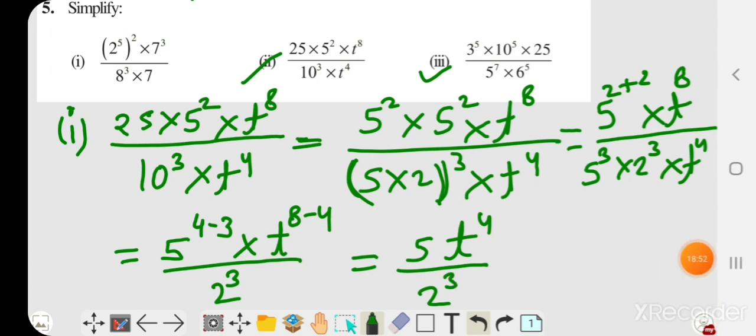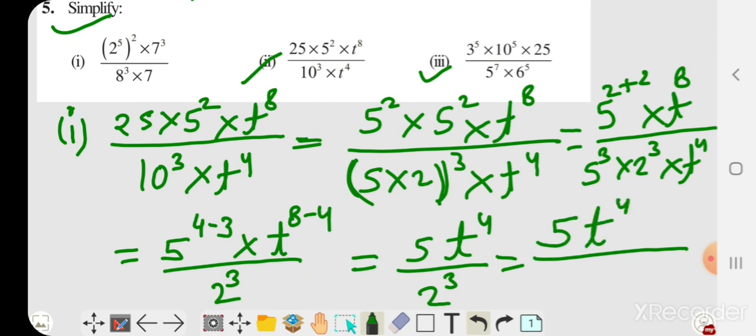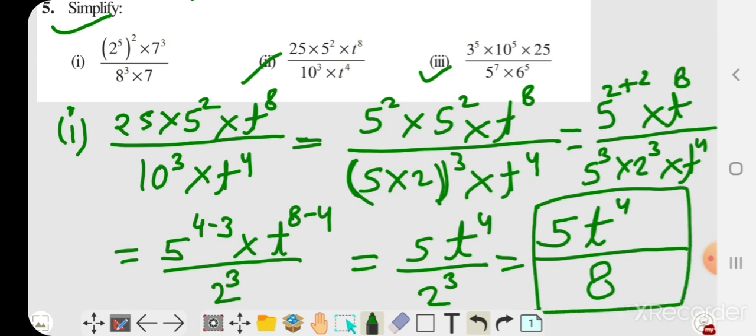As they are saying here, we have to simplify. So in this case, you can just open the powers or you can solve the powers. Here 5 is single, no power is there. Then t raised to 4 can be written t4 only, but 2 cube can be written 8. 2 into 2 into 2 gives 8. So this is our final answer for part 2.